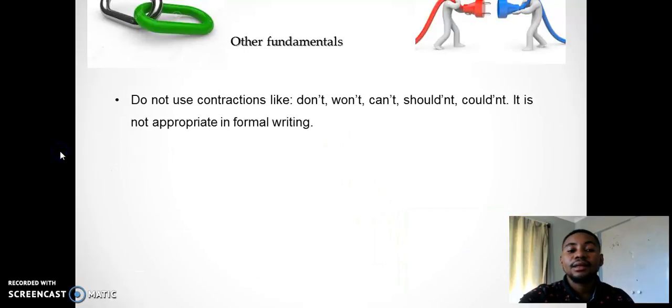Other fundamentals. Do not use contractions in writing. Guys, desist from using the things that we use on Snapchat, WhatsApp, Instagram, like don't, can't, shouldn't, couldn't. Write in full as could not, should not, will not, do not. This is formal writing.